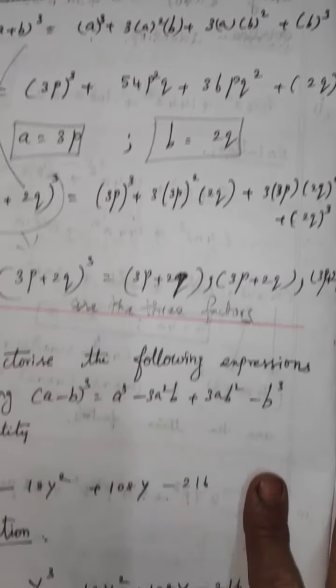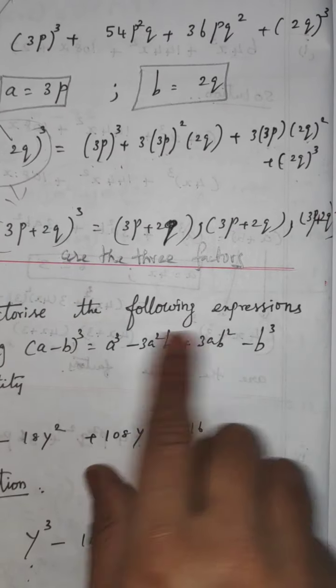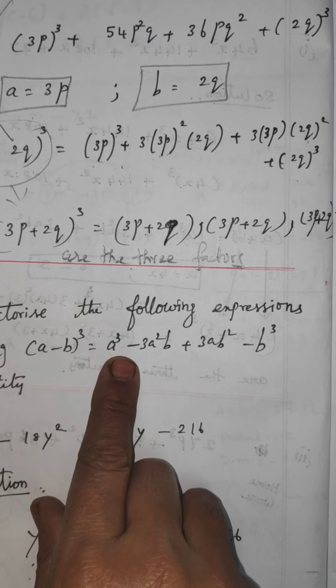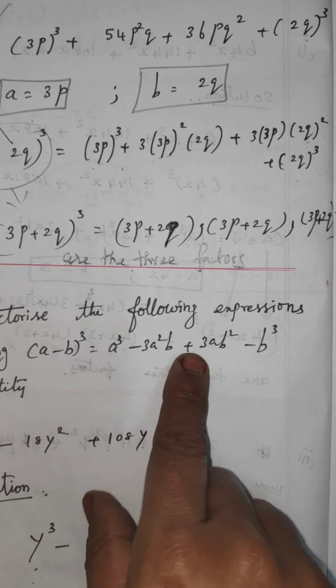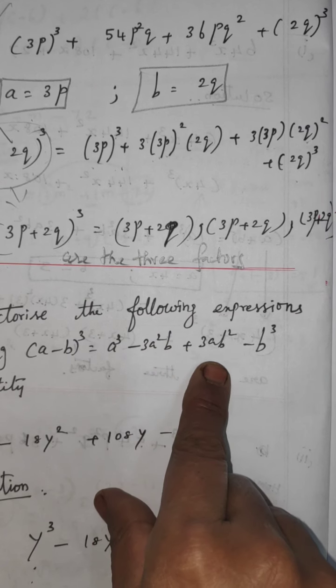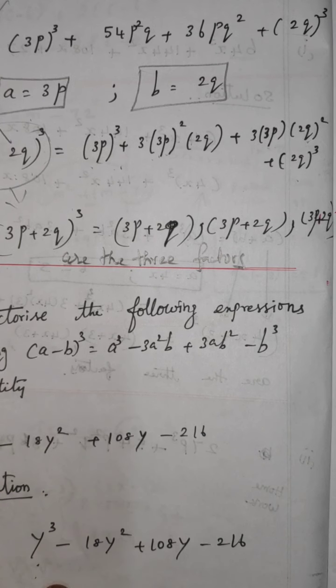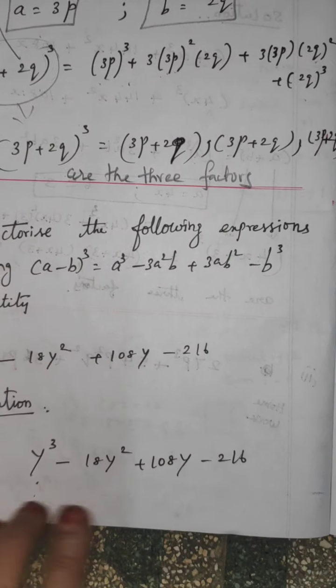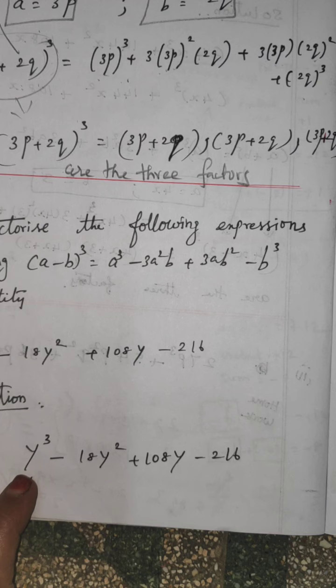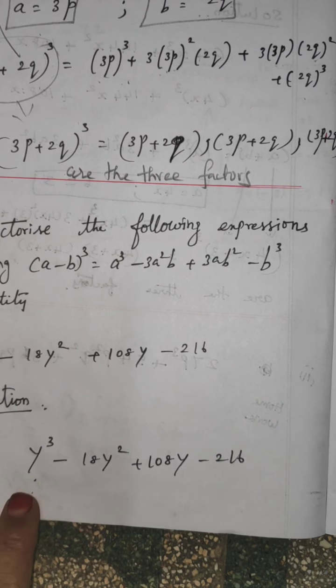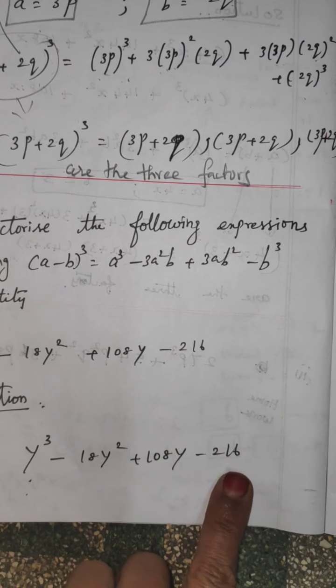Next question. Factorize the following expression using (a minus b) whole cube equals a cube minus 3a squared b plus 3ab squared minus b cube. This formula you use to find the answer. Same as before; the first sum is plus symbol, the second sum is minus symbol. So write the question again: y cube. Which number multiplied three times gives y cube? y. 216: 6 into 6 into 6.